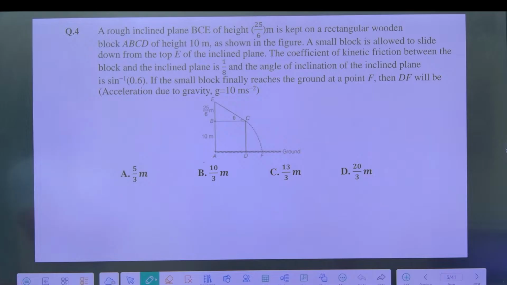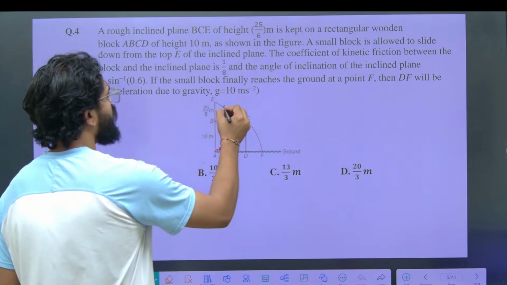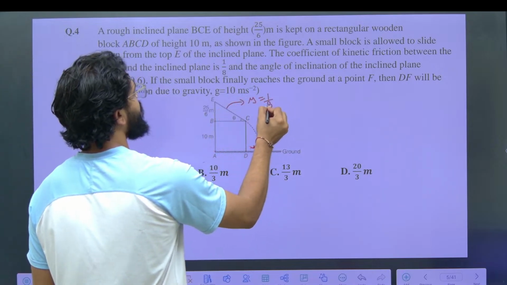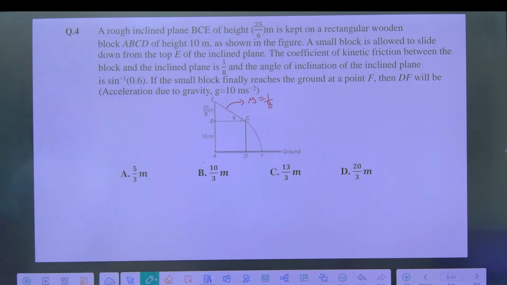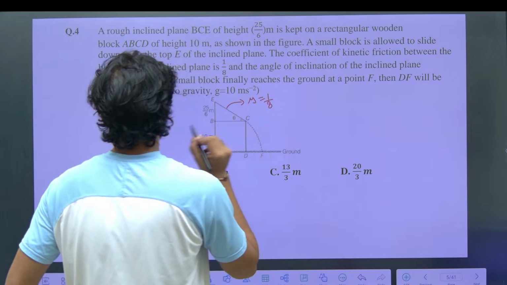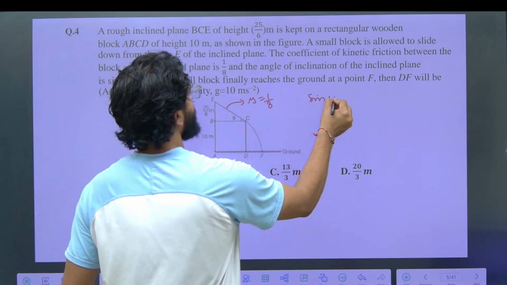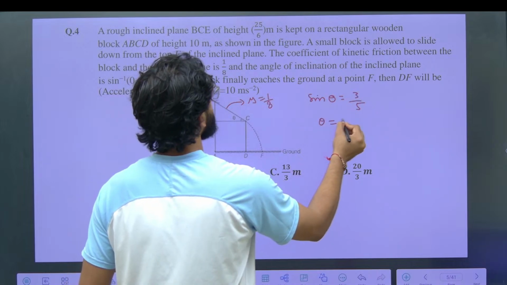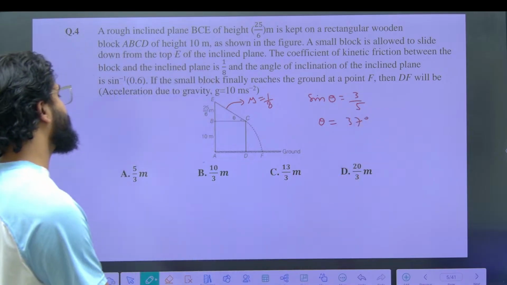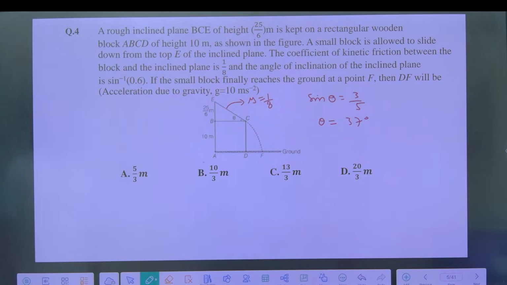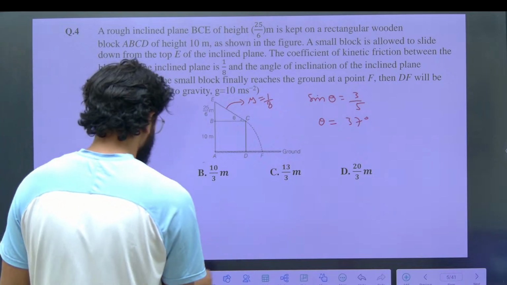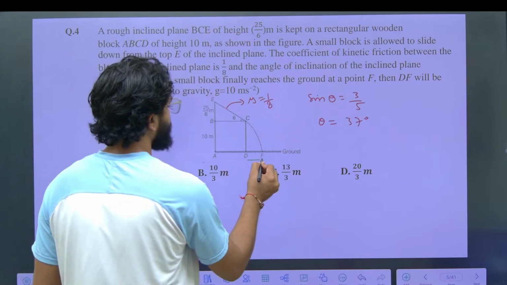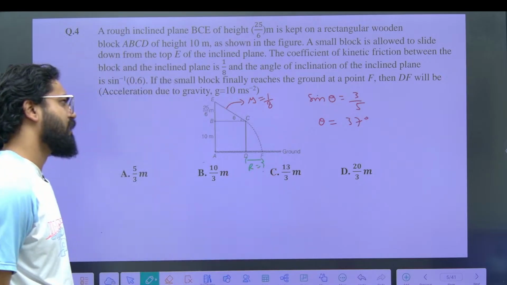A small block is allowed to slide down from the top E of the incline. The coefficient of friction between the block and the incline is 1 by 8, so mu over here is 1 by 8, and the angle of inclination is sine theta equals 3 by 5, right? So theta over here is 37 degree. If the small block finally reaches the ground at point F, then dF, so basically they are asking us the value of range. Let's calculate it.